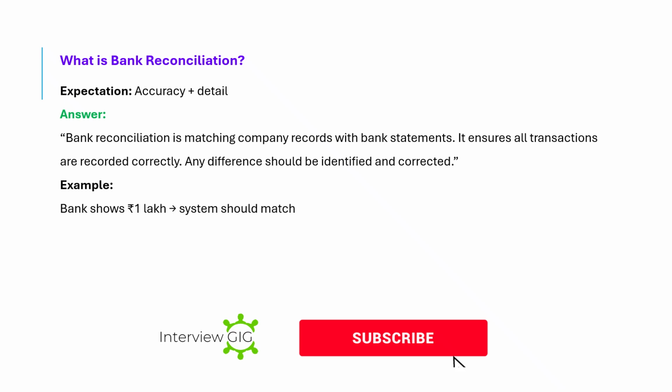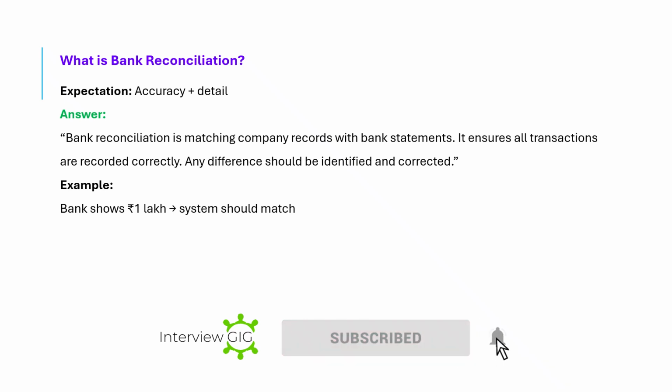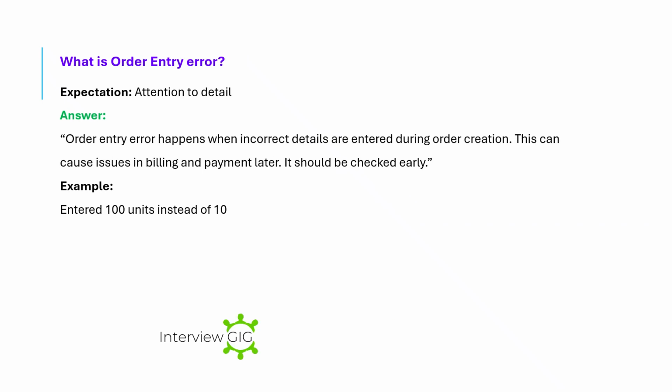16. What is bank reconciliation? Expectation: accuracy plus detail. Answer: Bank reconciliation is matching company records with bank statements. It ensures all transactions are recorded correctly. Any difference should be identified and corrected. Example: bank shows 1 lakh, system should match.